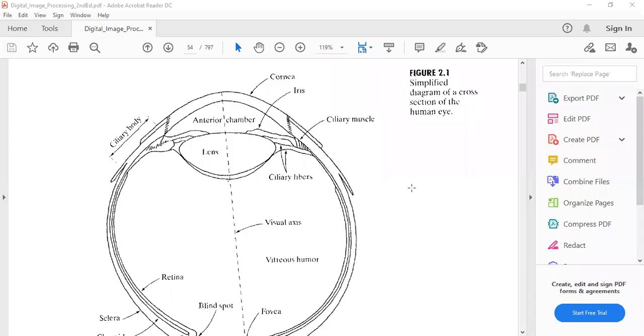Okay, in yesterday's class I explained about the human eye, the cross-section view of the human eye. Okay, and different parts were there.